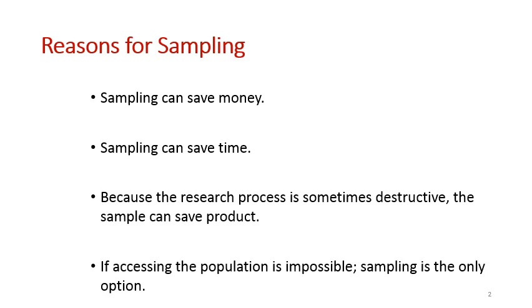For example, if I'm trying to test the quality of my production, and suppose that the testing procedure itself is destructive or can cause damage to the product units. In this case, if I apply the testing procedure to all the units of my production, to all the members of the population, then I will end up with a totally damaged production or a totally damaged population. So in this case, the reasonable solution will be to take a sample of your production and then apply the testing procedure to this sample, and in this case you can save your product.